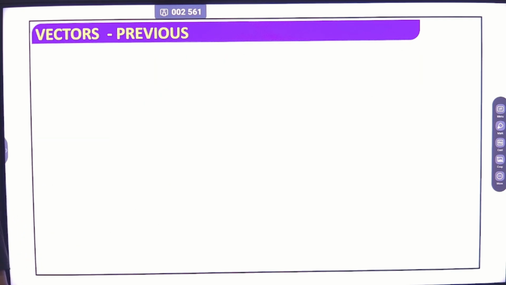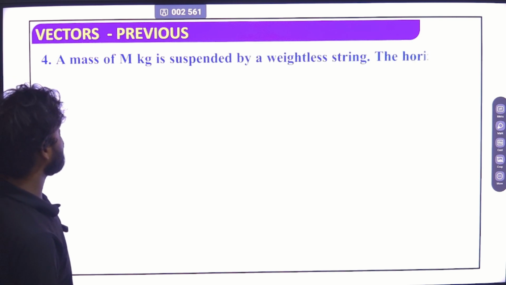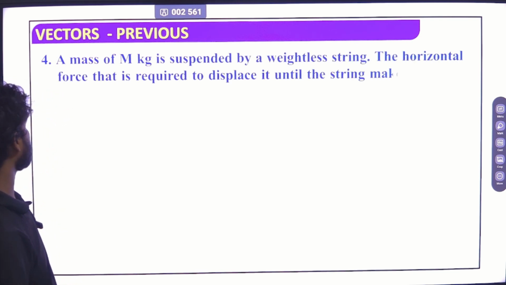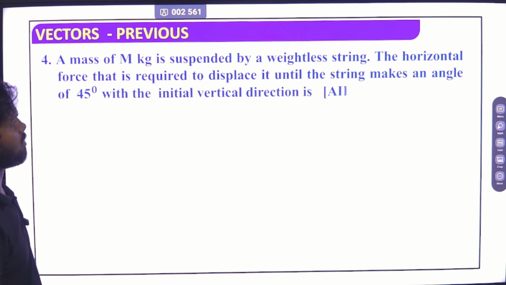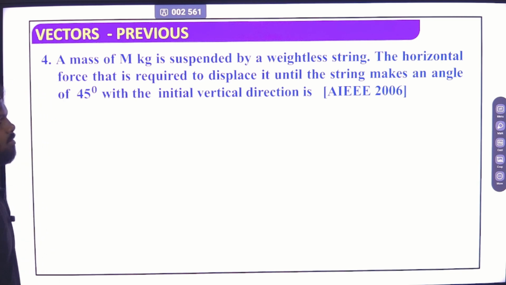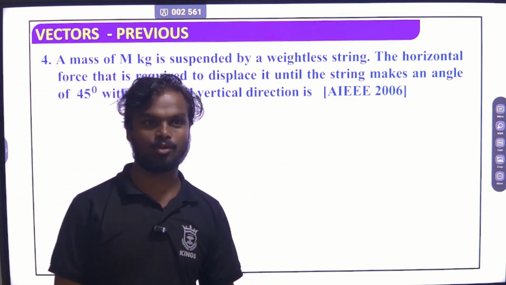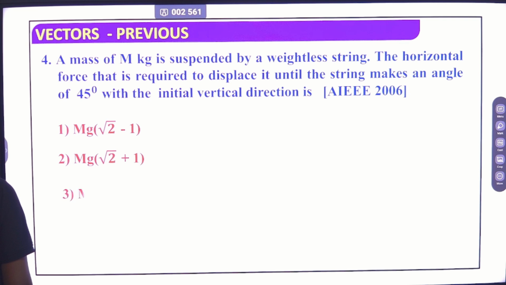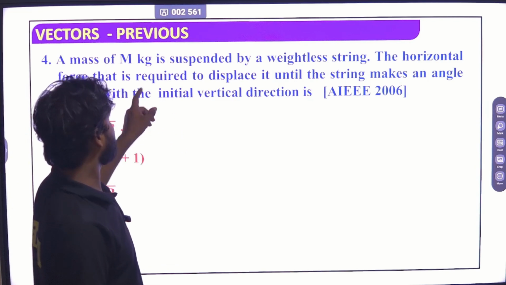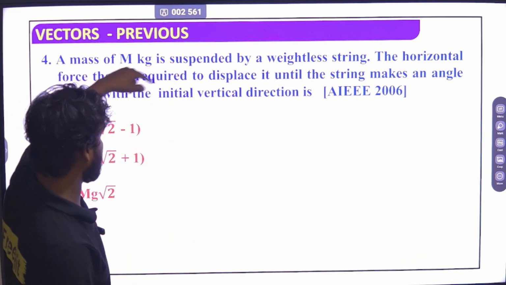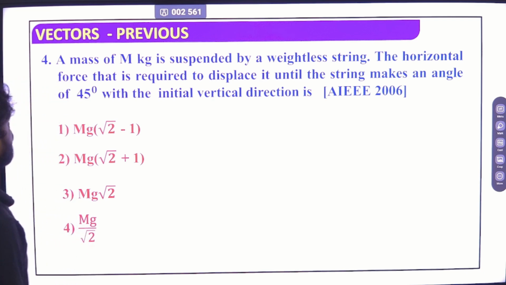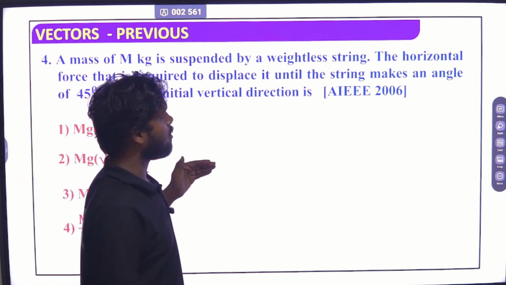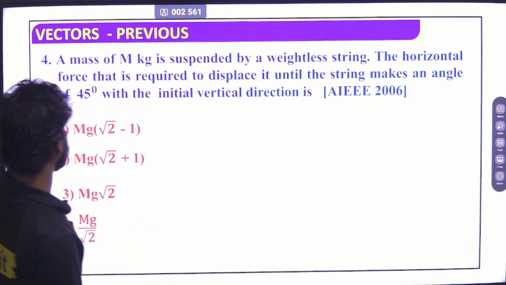Now the next question. A mass of m is suspended by a weightless string. The horizontal force that is required to displace it until the string makes an angle of 45 degrees with the initial vertical direction is? First you have to read the question and then draw the diagram. After that you will solve. These are the options.